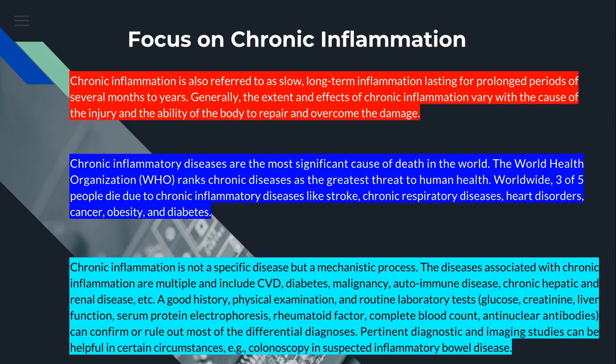Now, as we mentioned last week, chronic inflammation is a long-term inflammation after it has passed through the subacute stage. Some are as a result of acute inflammation, and some just start as chronic. We also mentioned that it's actually the most significant cause of death in the world, according to WHO. And I was talking about chronic inflammation not being a specific disease, but a process.